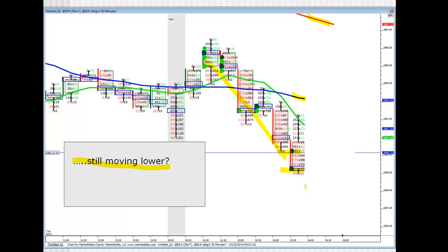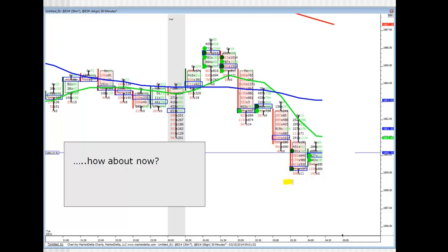If in fact I take out the low of this prior period, I would want to continue in the trade with a short. If in fact I don't take out the low of this period, I may hesitate and I may exit if I'm holding on to a position. Certainly I would not initiate any new positions to the short side. So let's take a look and see what continues to happen.